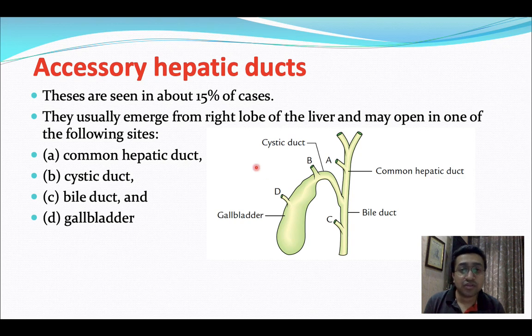There may be a presence of some accessory hepatic ducts. They are seen in about 15% of the cases. They usually emerge from the right lobe of the liver and may open in one of the following sites: A, the common hepatic duct, B, the cystic duct, C, the bile duct, and D, the gallbladder. It may or may not be asked in the exam.